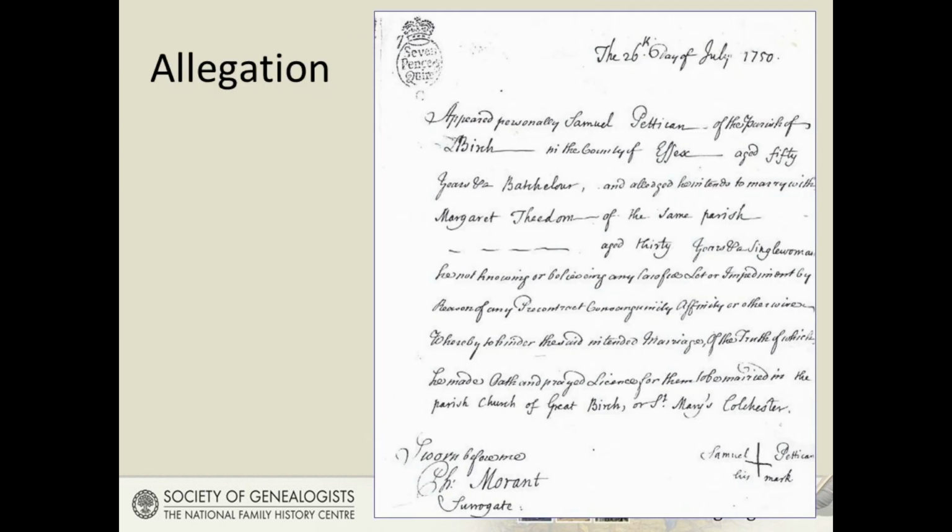In this marriage licence allegation for the marriage of Samuel Pettican and Margaret Theedon in 1750, held at the Essex Record Office, we see that Samuel was a 50-year-old bachelor and his bride was a 30-year-old spinster. Without this clue of his age, I had great difficulty looking for Samuel's baptism because I made the assumption that he married in his 20s and was in fact looking far too late. Although both parties were of Great Birch, the licence allowed them to marry either at that parish or St Mary's, Colchester.